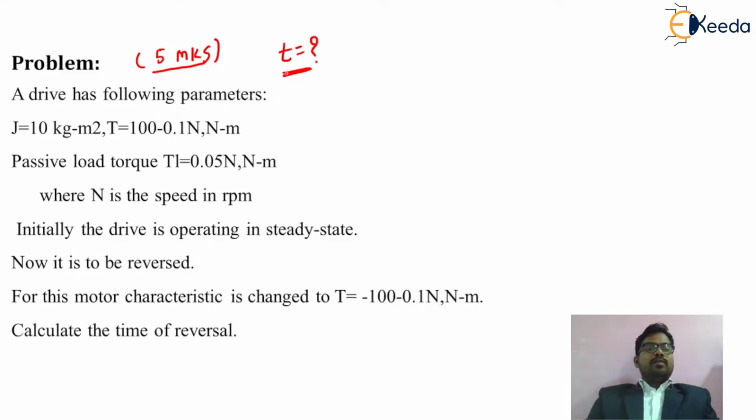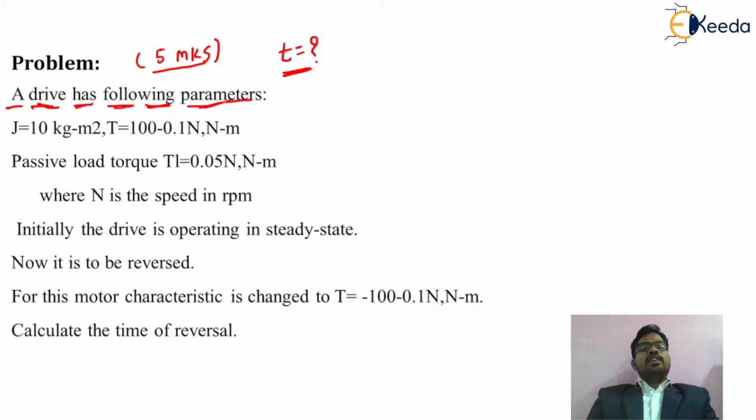What will be the problem? A drive has the following parameters. So it is an electrical drive. The drive system employed for motion control is called a drive. If we are using an electrical motor for motion control, then it is called an electrical drive. So in the given problem, we have one drive, and the drive has the following parameters.